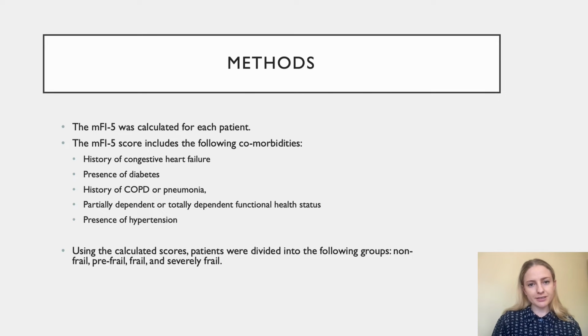Once we had identified the patients that we were going to use in our analysis, we calculated an MFI-5 for each patient, and this MFI-5 score includes the following comorbidities. It includes a history of congestive heart failure, presence of diabetes, history of COPD or pneumonia, partially dependent or totally dependent functional health status, and the presence of hypertension. Once we had calculated the scores for each individual patient, they were placed into the following groups: non-frail, pre-frail, frail, or severely frail.